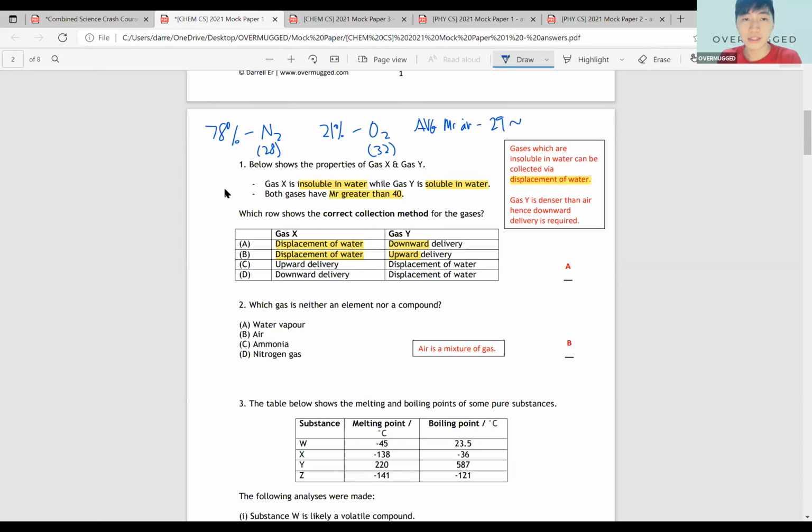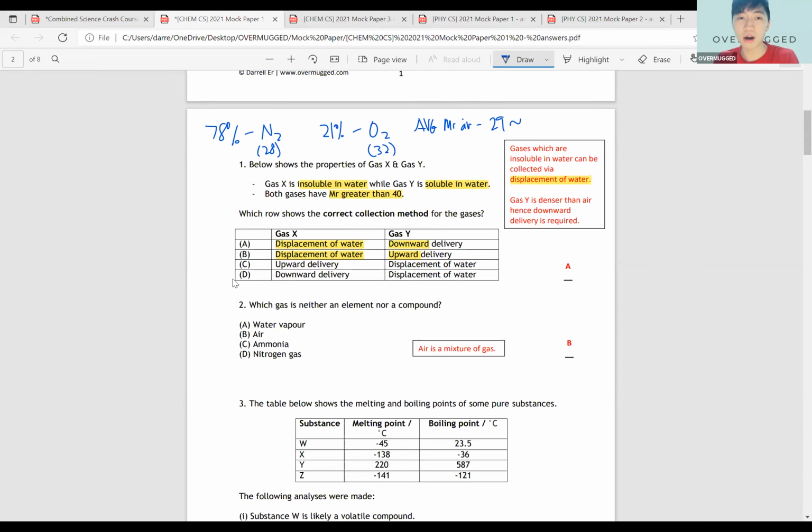And if your guess is greater than 40, what this means is that your gas X and Y is heavier than air. So if it's heavier than air, it would sink, which is why the correct method here is using downward delivery.